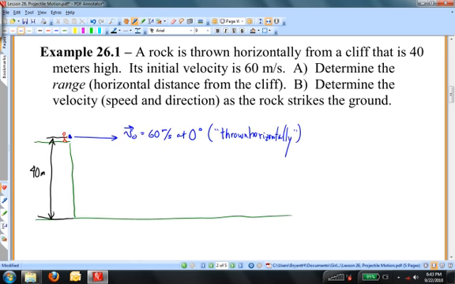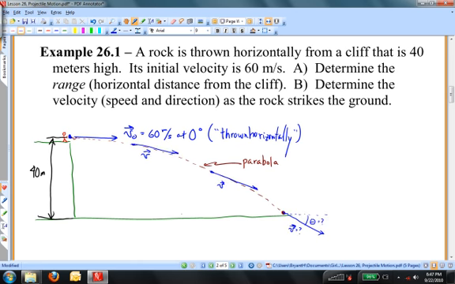So here's the picture. I'm standing on the edge of this cliff. I've got a rock that I'm going to throw horizontally, that's key, at 60 meters per second. And I want to figure out where the rock's going to land, in other words, how far away from me horizontally the rock's going to land, and how fast and which way the rock is going right before it hits the ground. The rock's going to follow a parabolic path. At each point along the path, the velocity is going to be tangent to that parabola. So I'm going to show that velocity at various points along the path.